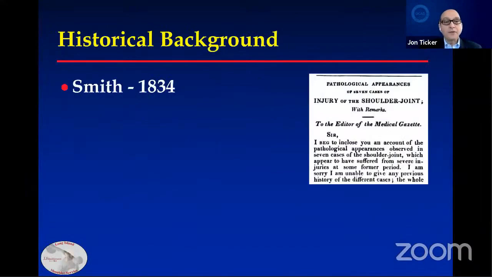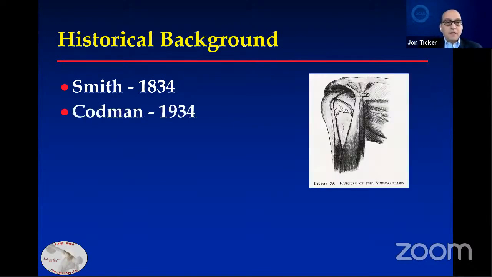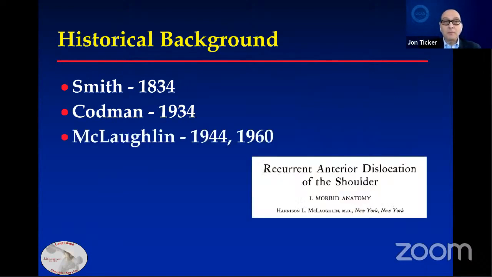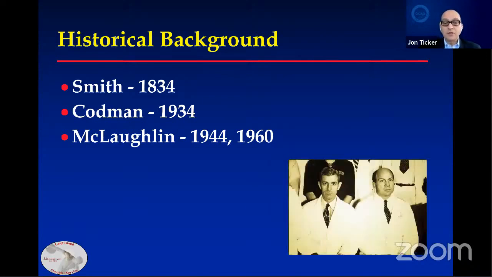From a historical background, the first report of subscapularis tear was by Smith in the London Medical Gazette. About 100 years later, Codman in the first ever shoulder textbook described this tear. McLaughlin from the New York Orthopedic Hospital at Columbia, where I trained, discussed it related to rotator cuff tears, but also shoulder instability. One interesting side note, if you look at this photo, this is McLaughlin on the left and Charles Neer on the right, who undoubtedly was influenced by McLaughlin.